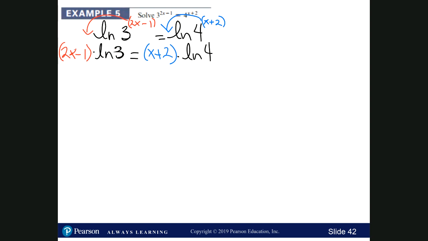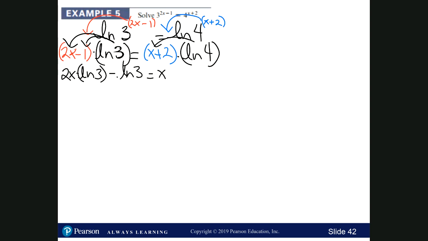Now what I need to do here is distribute, and so the natural log of 3 is just one number. It's going to multiply 2x, and so that will be 2x times the natural log of 3. Then we have natural log of 3 times negative 1, so that would be negative natural log of 3. Now on this side, we multiply natural log of 4 times x, so x times natural log 4, and then we do the same with natural log 4 times 2, so that is 2 times the natural log of 4.